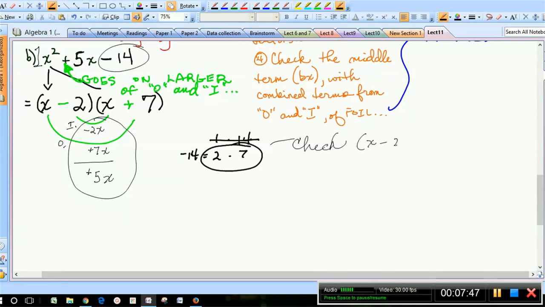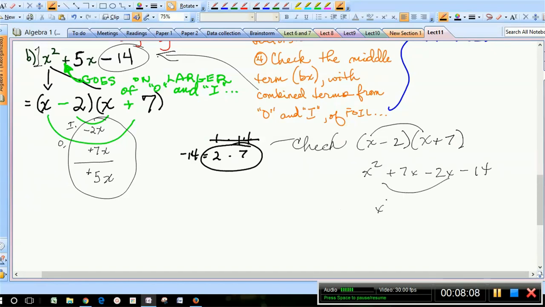We can check the x minus 2, x plus 7, right? We can check that by multiplying it and see if it gets to this original problem, right? So what is that? X squared. Outer is plus 7x, minus 2x for inner, minus 14. Combine your middle terms here, x squared plus 5x minus 14. And lo and behold, we have our original problem, the original trinomial.